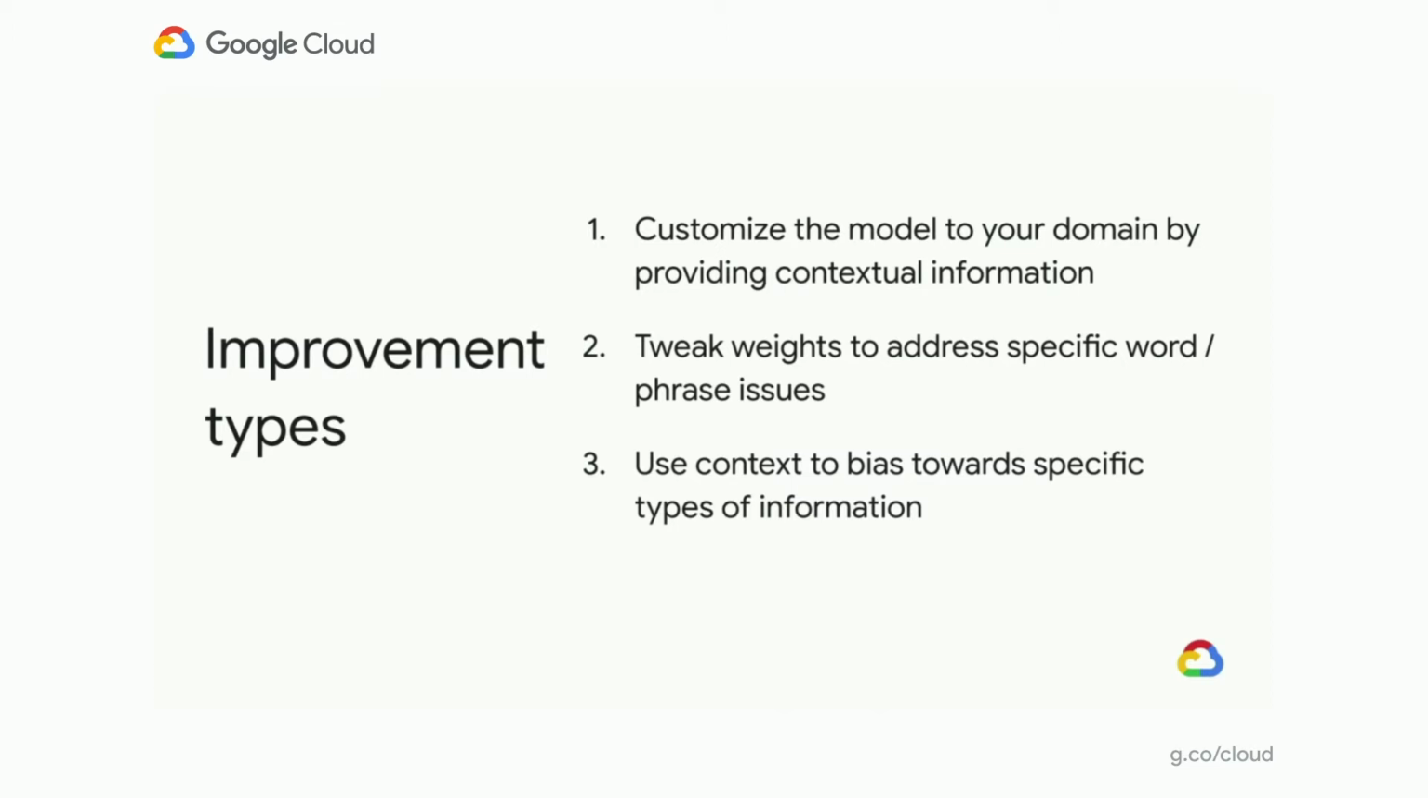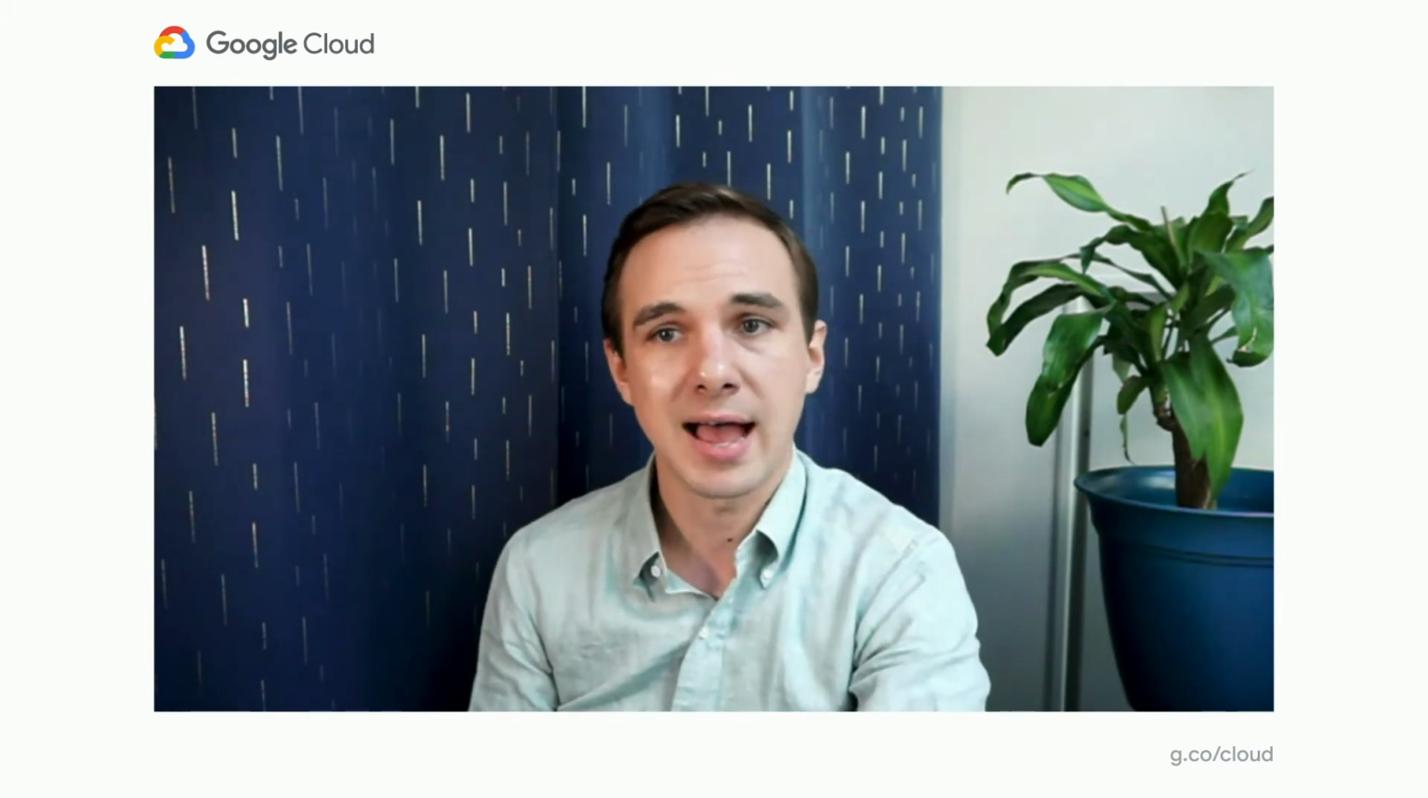Number 3 is to use context that you have to bias towards specific types of information or specific situations. So for example, if you had a phone system IVR, you might know that a user is about to tell you an account number or a phone number, and you can tell the ASR system to only look for a digit sequence or an alphanumeric sequence.